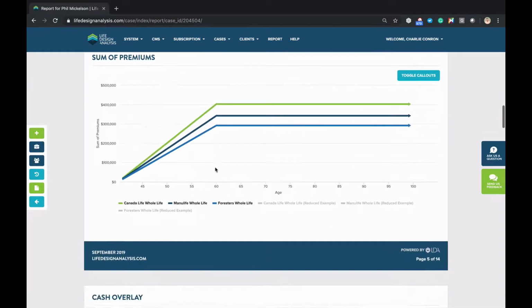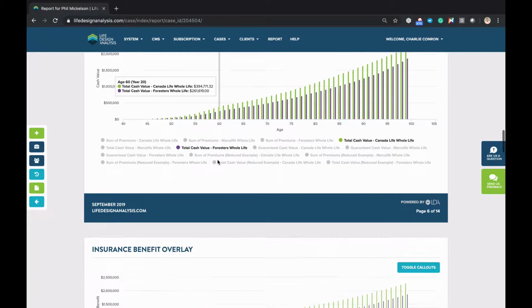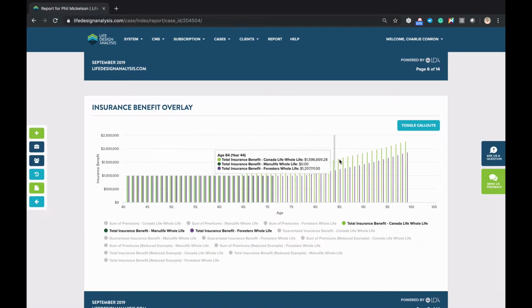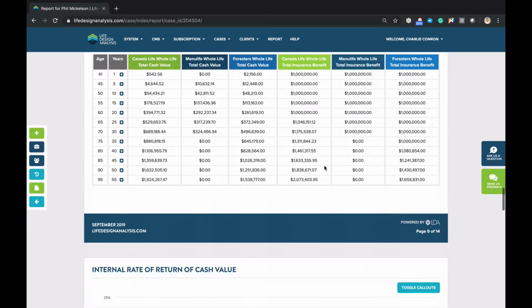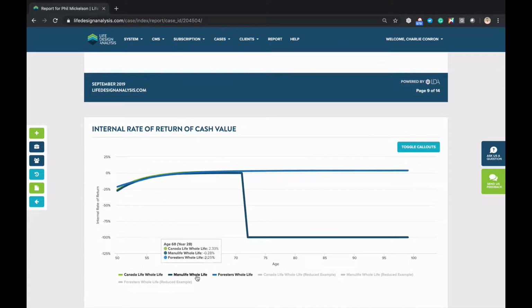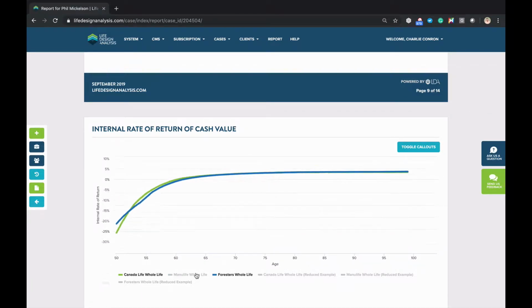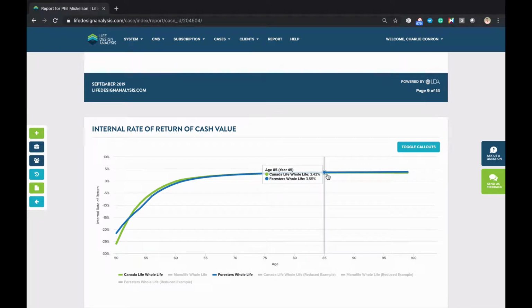So this is where we really want to look at an IRR and see some of that product efficiency. Again, I'm going to go to the overlays where you can see sort of a similar pattern there. But when we get down here into an IRR sort of conversation, again, the Manulife one goes to 0 because the product lapses there, so we can get rid of that. What you can see here is that the Foresters actually has a higher internal rate of return.